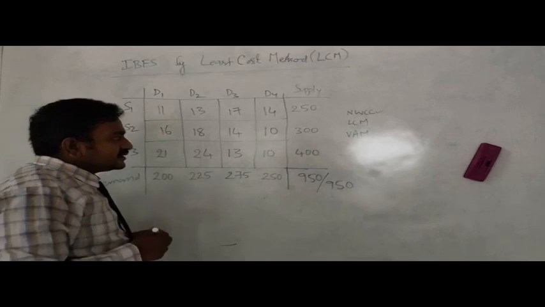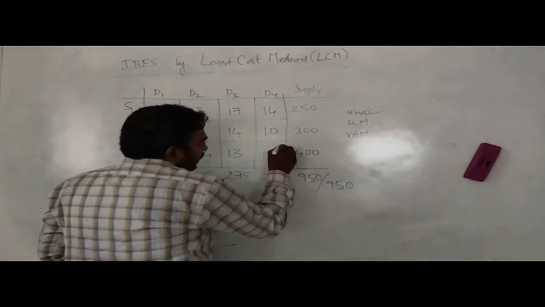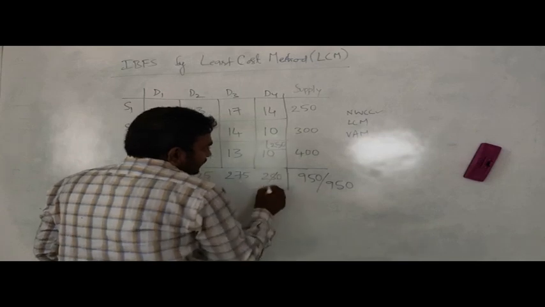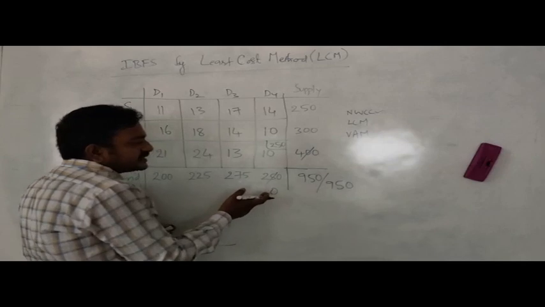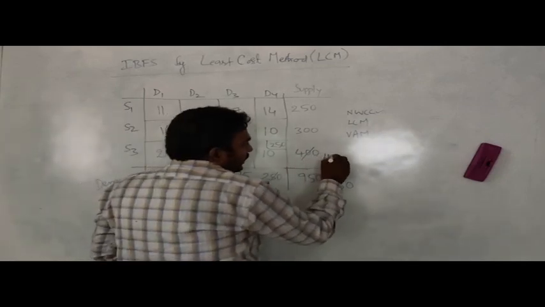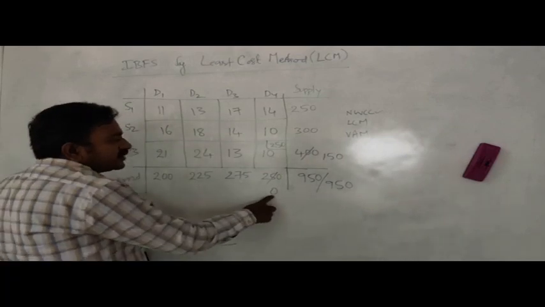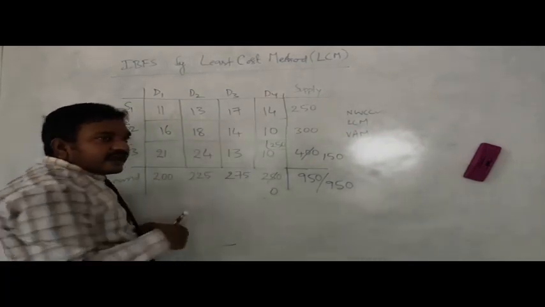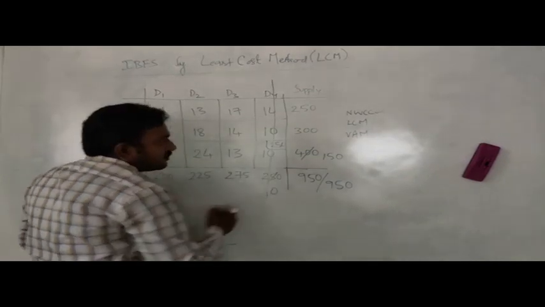To start solving, here I selected this particular cell. So allocate 250 units here. This becomes 0, and after extracting 250 from here, it has 150 units left. After this you find a 0, which means D4's requirement is fulfilled. So remove it from the table.